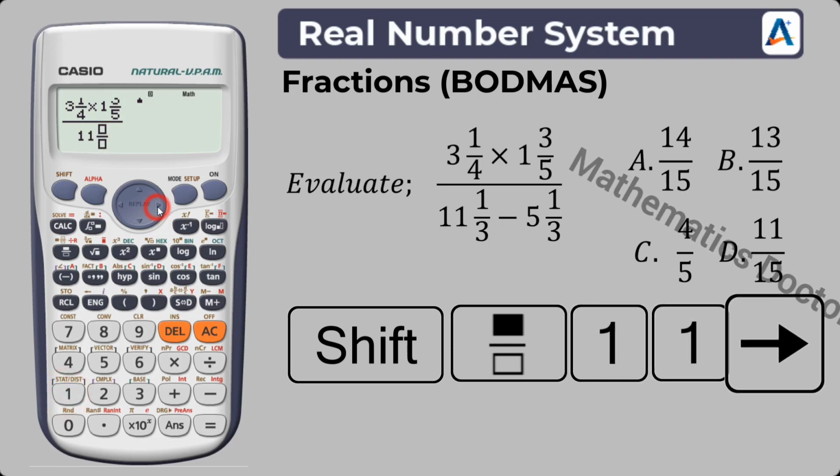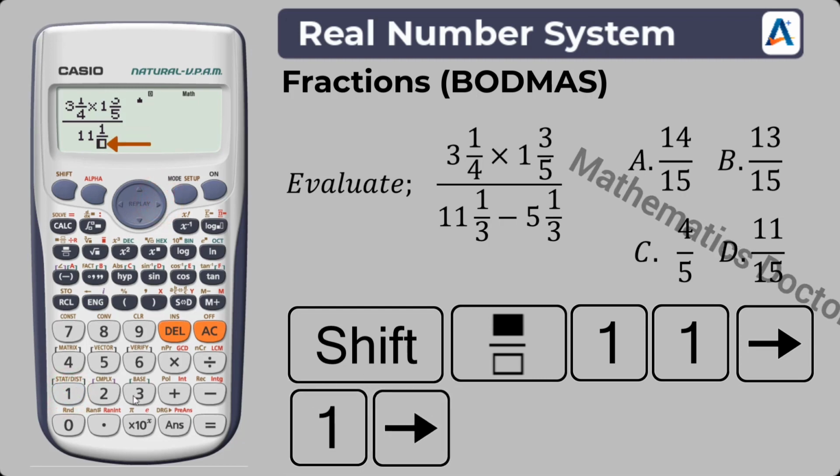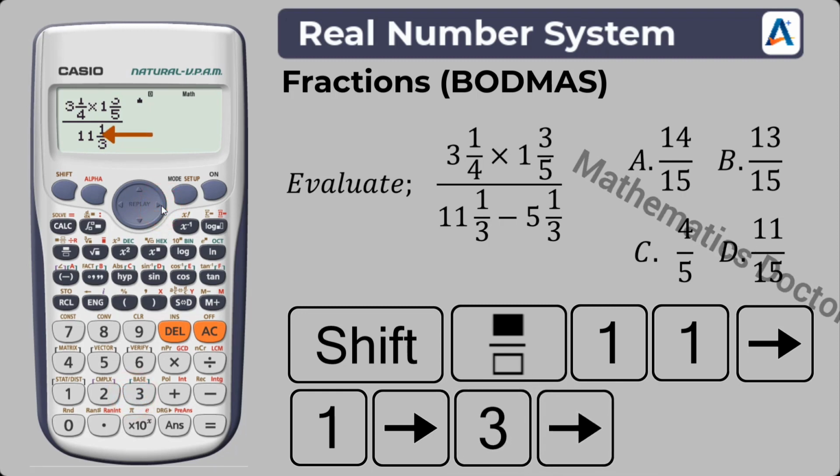Press the arrow key to the right to take the indicator to the numerator box, and then you press 1. Then you press the arrow key to the right to take the indicator to the denominator and press 3. So we have 11 whole number 1 over 3. Now press the arrow key to the right to take the indicator to the right side or the side of the fraction. And the operational sign is minus, so press minus.